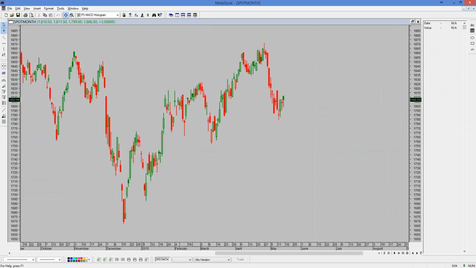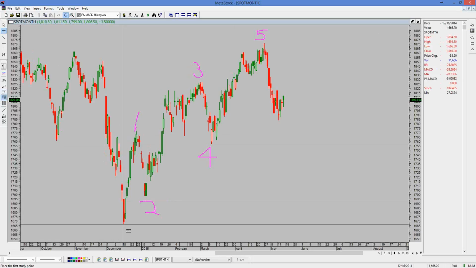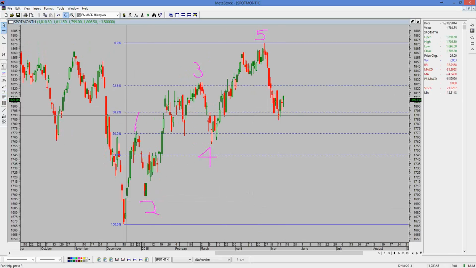Today the KLSE CI future has just completed wave A. Let me draw something for you so that you can see this. This is wave one, two, wave three, wave four, and wave five, which I shared last week, and there is a correction down. A retracement down to the Fibonacci level of 38.2%.